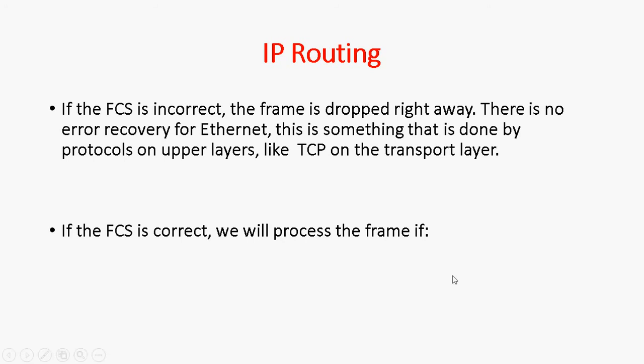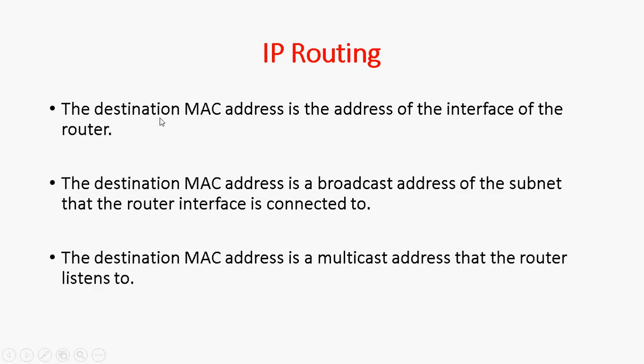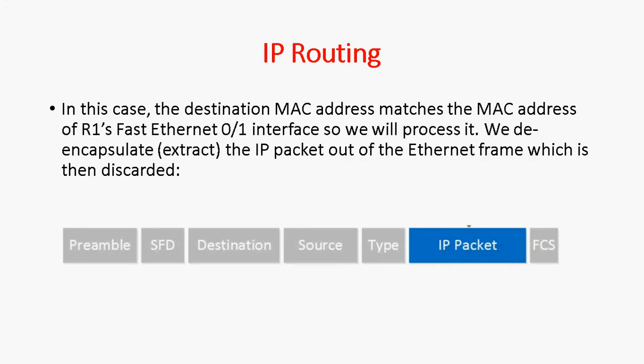If the frame check sequence is correct, we will process the frame if the destination MAC address is the address of the router interface, or the destination MAC address is a broadcast address of the subnet that the router interface is connected to, or the destination MAC address is a multicast address that the router listens to. From these three points, in this case the destination MAC address matches the MAC address of the R1 FA0/1 interface, so we will process it.